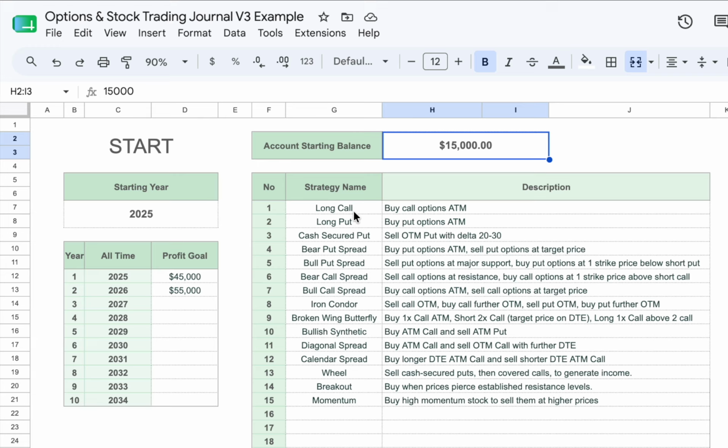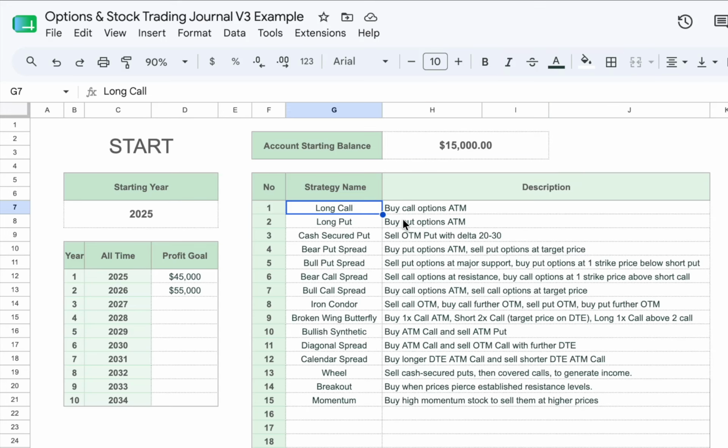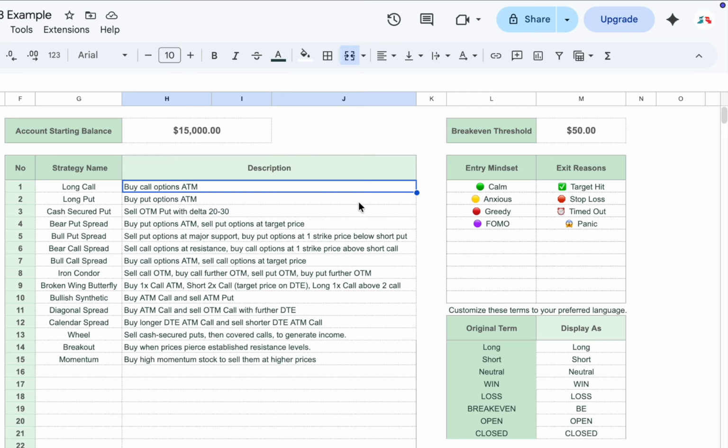For example, depending on your capital and risk tolerance, you might focus on simple strategies such as buying calls and puts, or more advanced strategies like calendar spreads and diagonal spreads. You can also create your own list of strategies by entering them under the strategy name column and adding descriptions if needed. The journal includes several customization options as well.